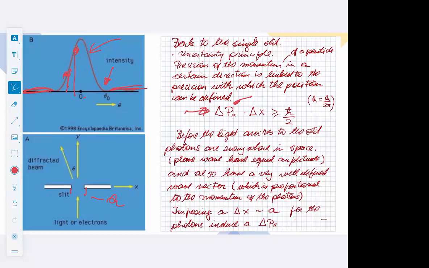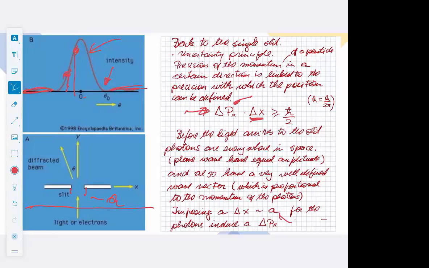If we have a single momentum, it means delta px is equal to 0. If delta px is equal to 0, delta x is equal to infinity. Okay, so if the momentum in this direction is completely defined, the photon could actually be anywhere in this horizontal plane that I'm showing here. And this is exactly true. But as soon as it has arrived at the slit, you are forced with a certain value of delta x. How much does delta x cost? Well, delta x is roughly equal to a.